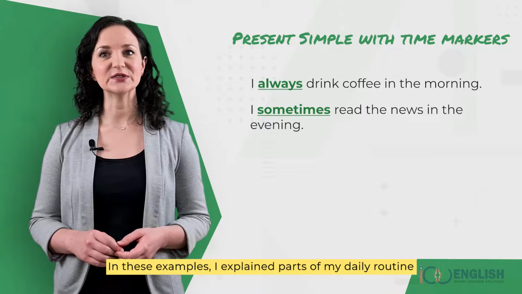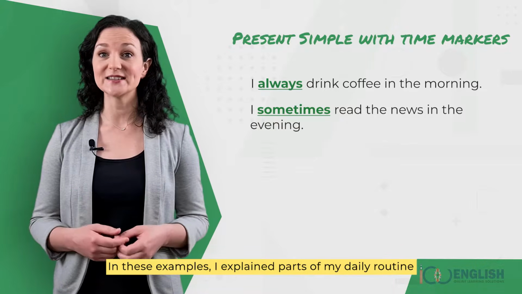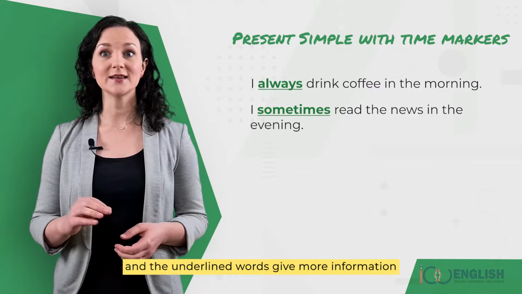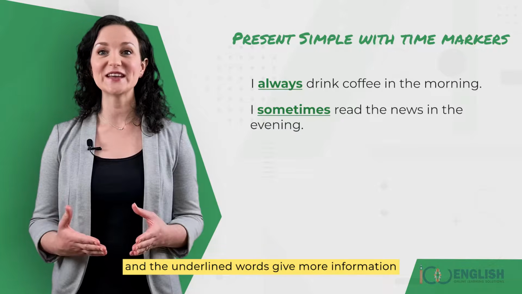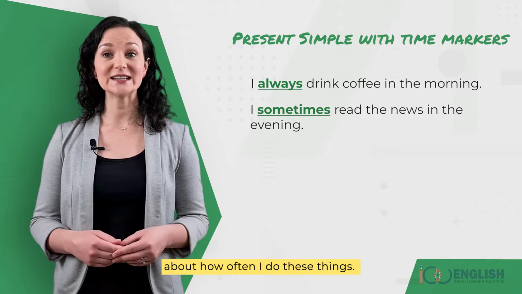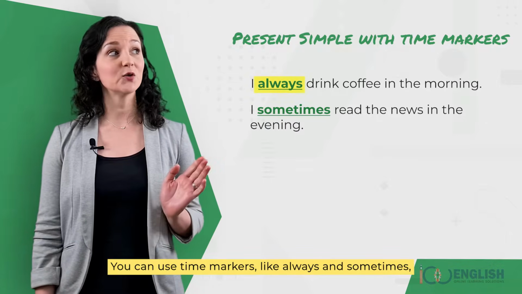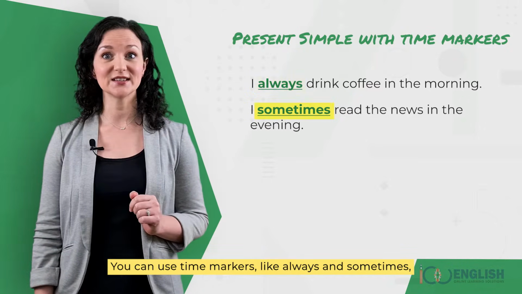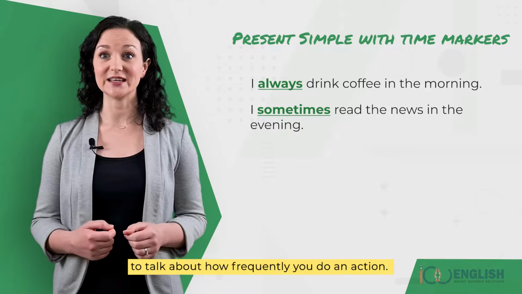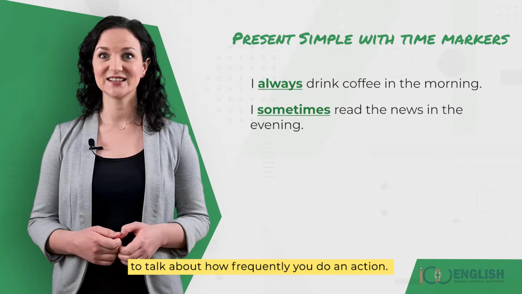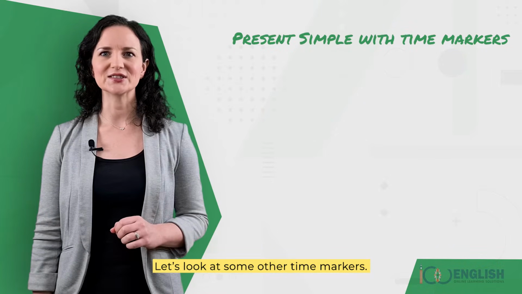In these examples, I explained parts of my daily routine, and the underlined words give more information about how often I do these things. You can use time markers like always and sometimes to talk about how frequently you do an action. Let's look at some other time markers.